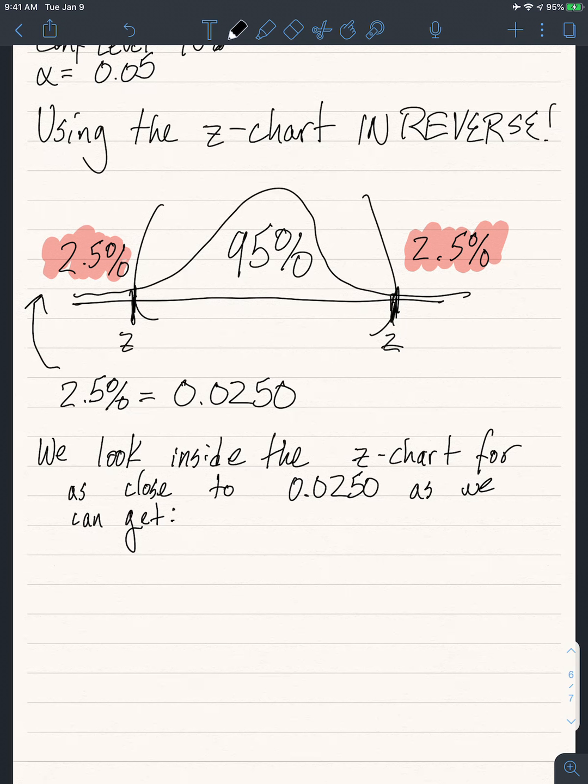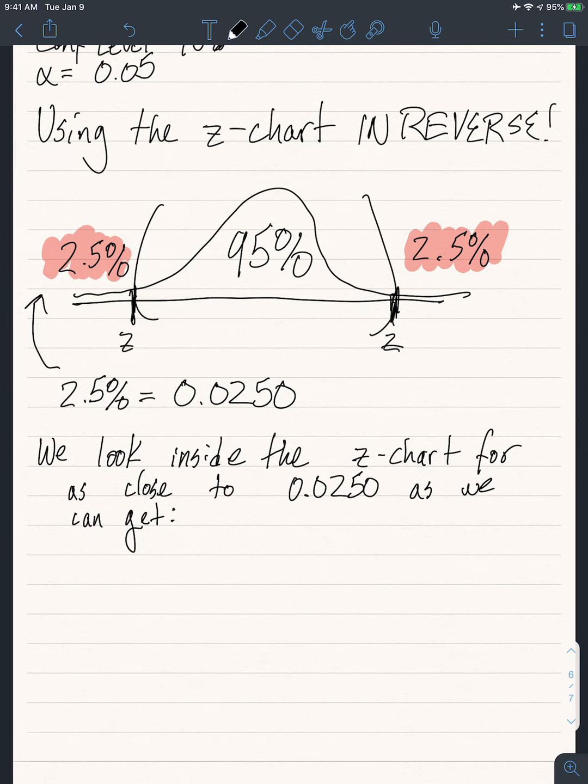And let me get my z-chart ready right here. So if you're looking on the z-chart and you want to get as close to 0.025 inside the chart, remember, we're looking inside at the big table of numbers. We're not looking along the edges anymore. If we look inside on the negative side, near negative 1.9, look at the row for negative 1.9.